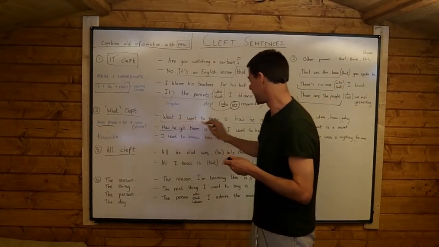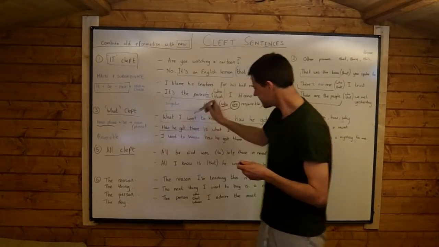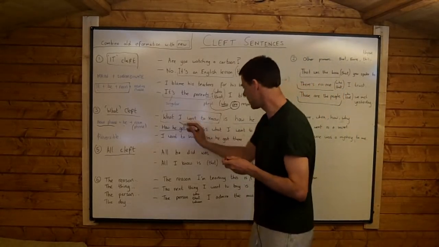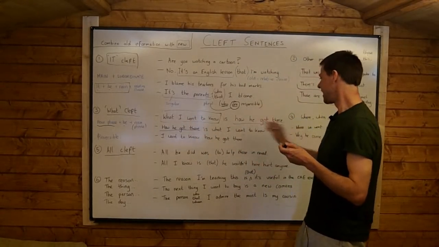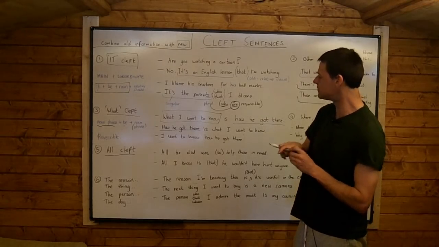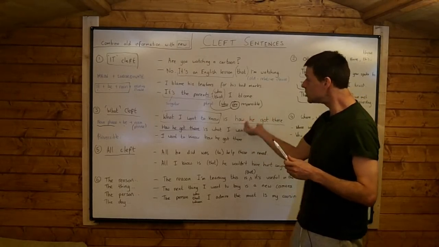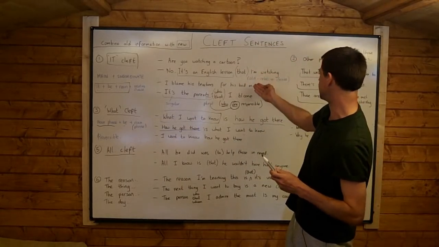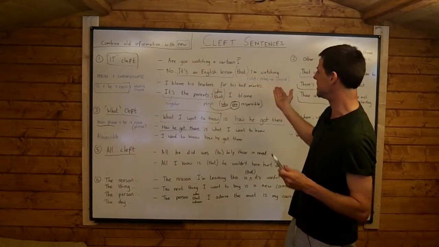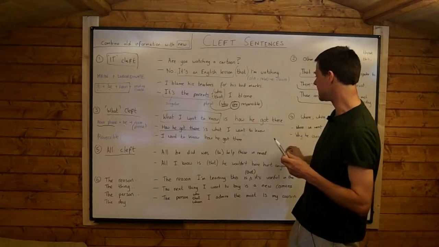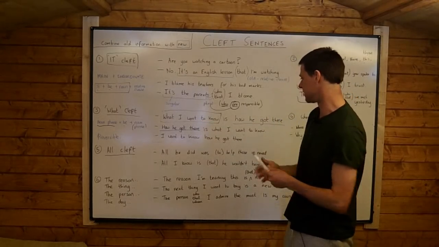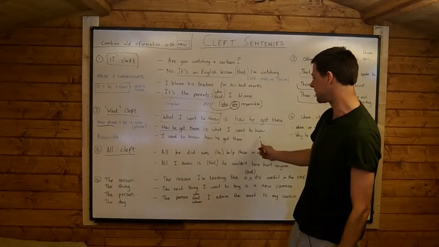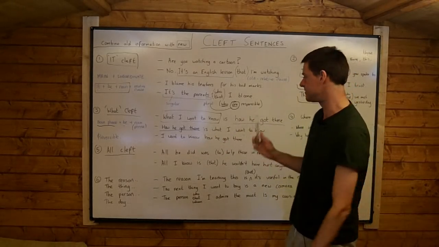That's why I call it a noun phrase. What I want to know is the subject of this sentence. What I want to know is how he got there. And it's used for emphasis, but we could reverse the what cleft. I don't think we can do it with the it cleft. We can't say "I'm watching" "It's an English lesson", but we can say "how he got there is what I want to know." So I've reversed it in the second part. The what cleft can be reversed.